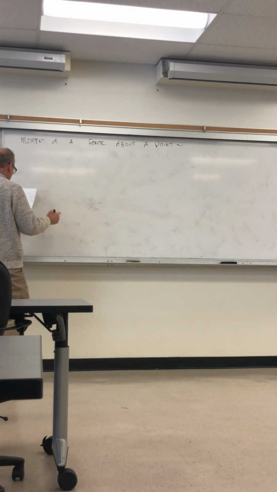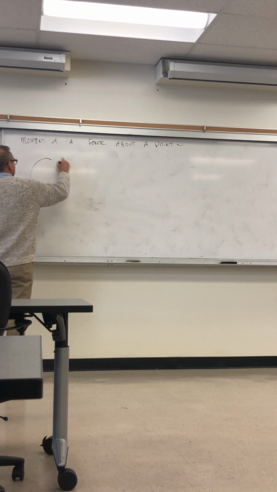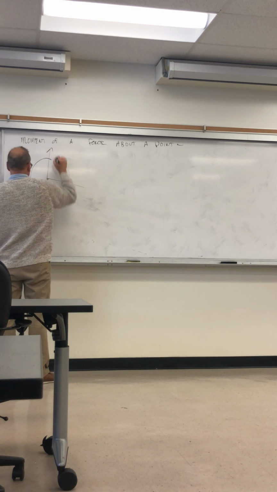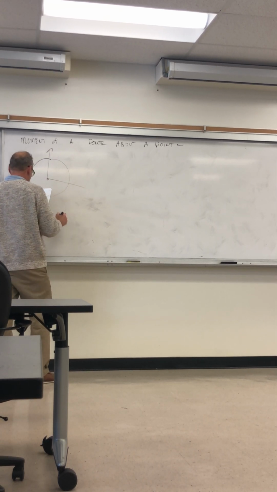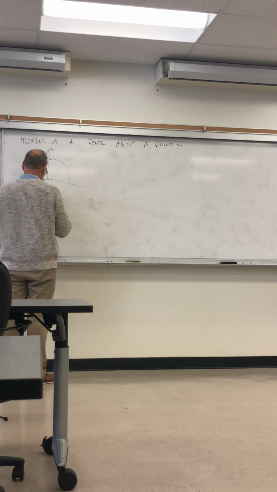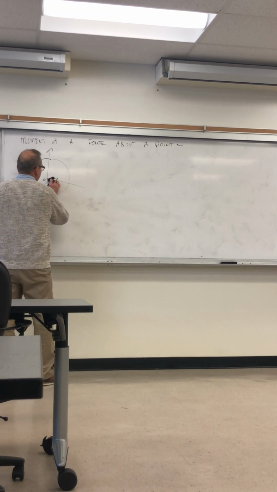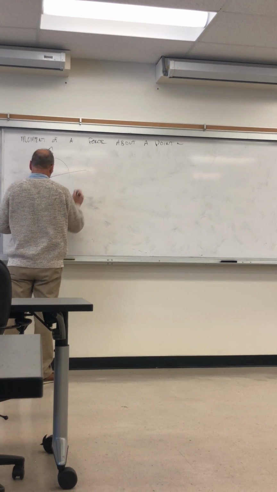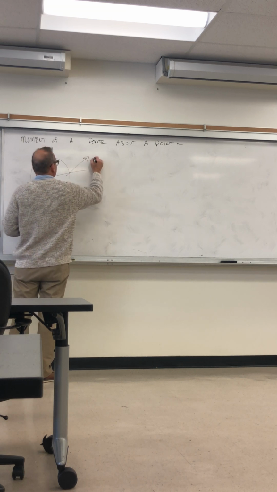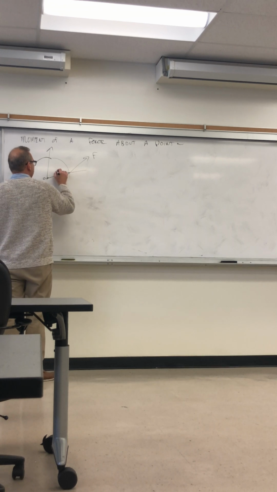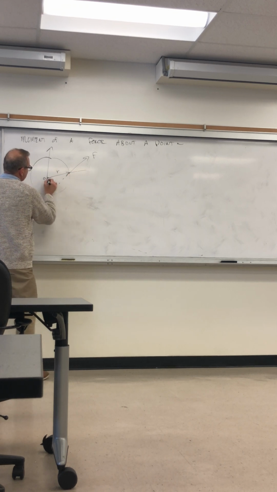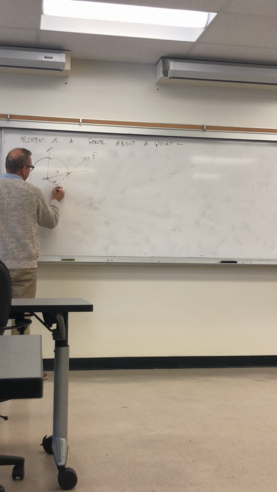Let's look at the moment of a force about a point. Let's say we have this circular section here, and at this point I have a force at some angle like that, F. This is R, and if I extend this line, this is D. This is 90 degrees.